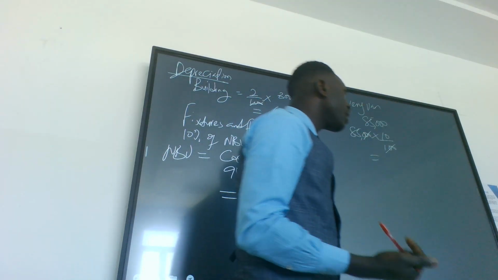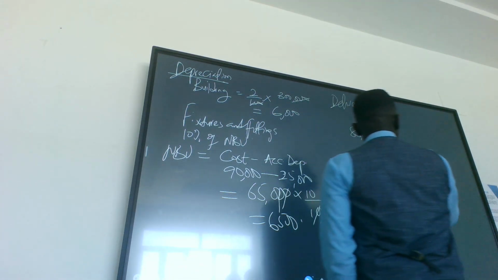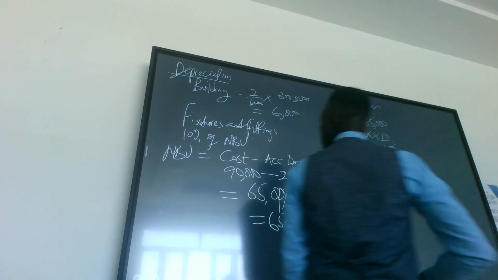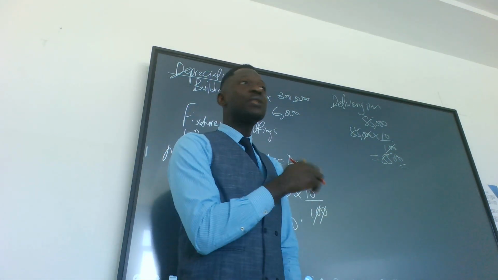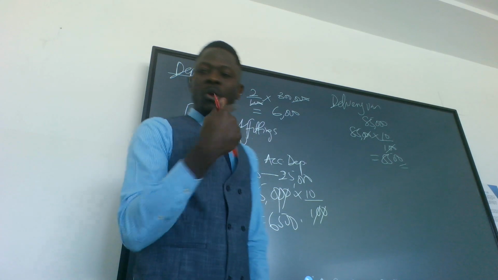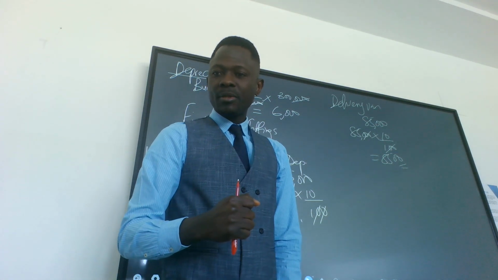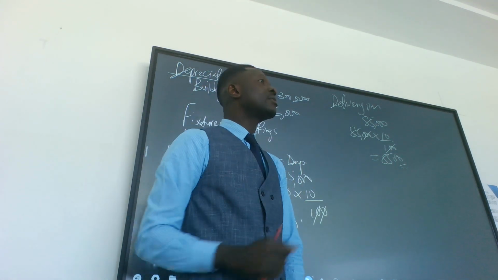Say it out. 85,000. 8,500. Any question about delivery van now? No. What else do we have? Rent receivable. No. Let's go to wages and salaries.